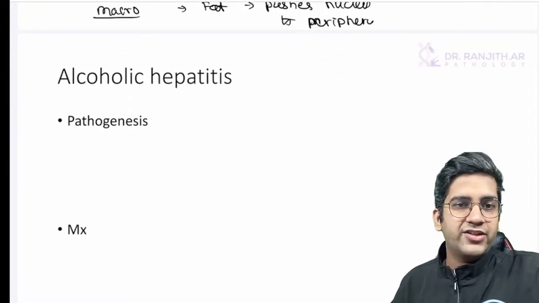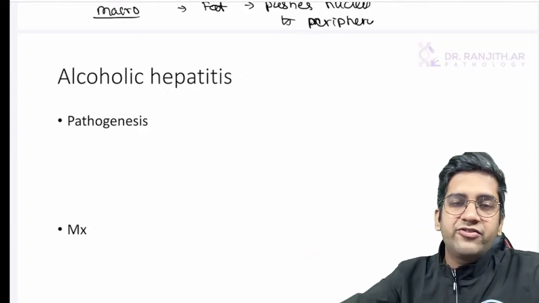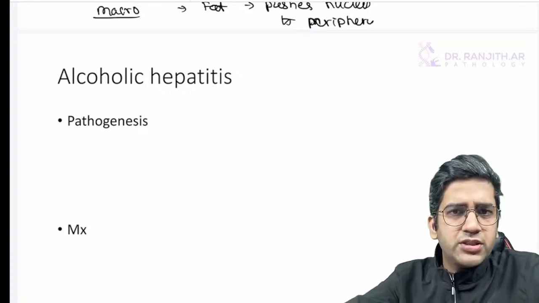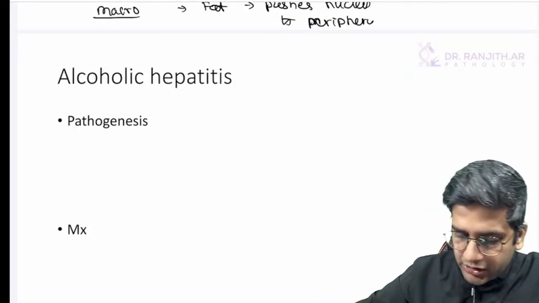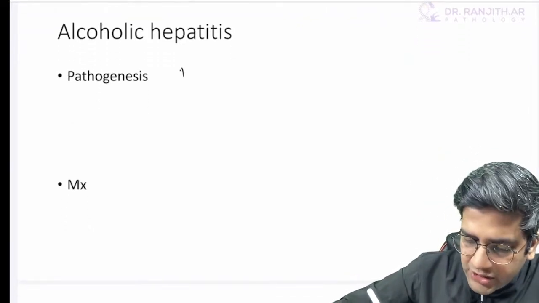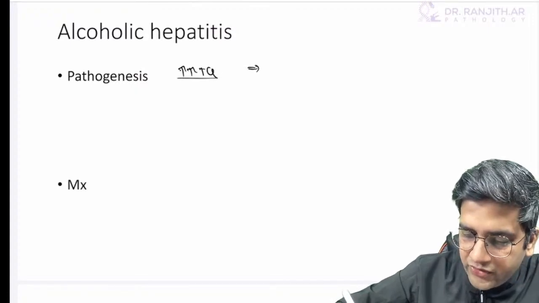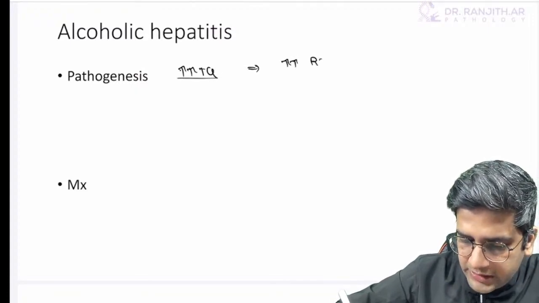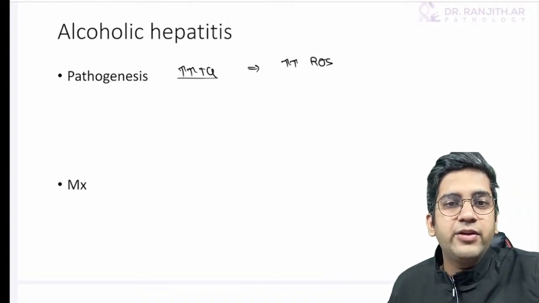Then you'll have the second stage, alcoholic steatohepatitis, right? Steatohepatitis has a different pathogenesis. In addition to the fat deposition, it will also be triggered by two other things. Once there's excess fat deposition, excess triglycerides, this will trigger excess production of reactive oxygen species, because by default, triglycerides or fat is an inflammatory tissue.